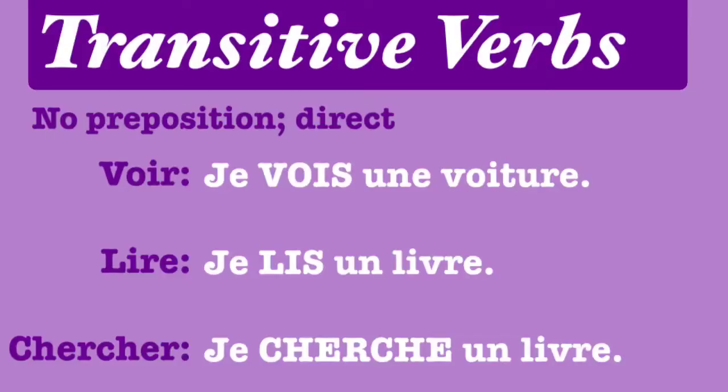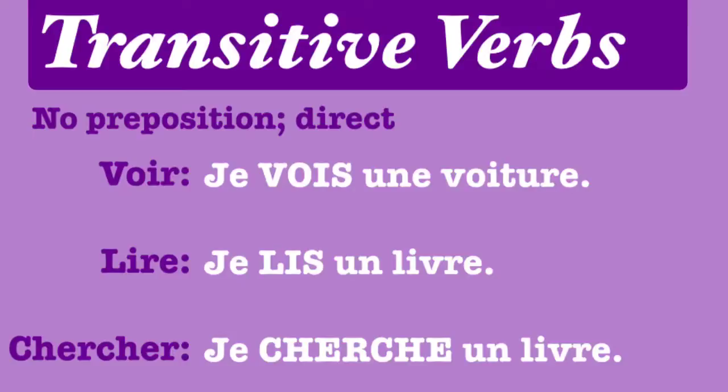Now, lire, to read, can also be used on its own. I can just say, I'm reading. Je lis. But the fact remains that we're not using a preposition, and if we're going to specify what we're reading, we would use a direct object. No preposition needed.